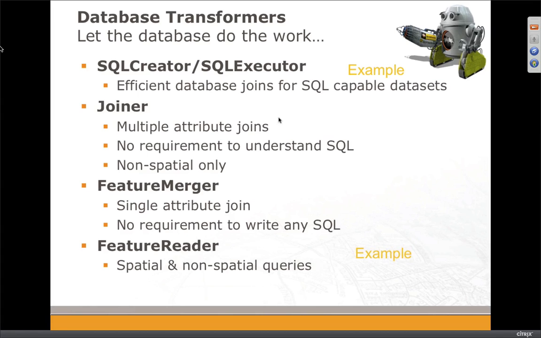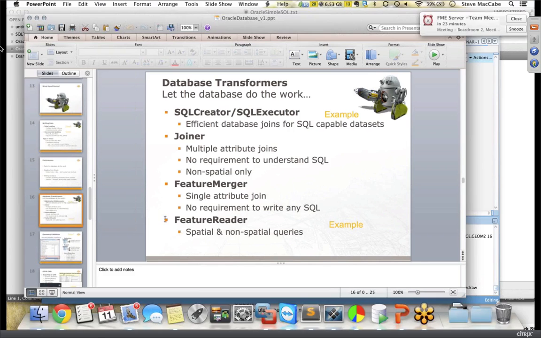The nice thing with the feature merger is that you can have a request go in, and for every requirement a result goes out. The feature merger just takes your streams of data, merges them on an attribute, and passes them through the process. Again, no requirement to write any SQL. So you've read the two tables, picked out the attribute you want to join the data on, and passed it through the feature merger.